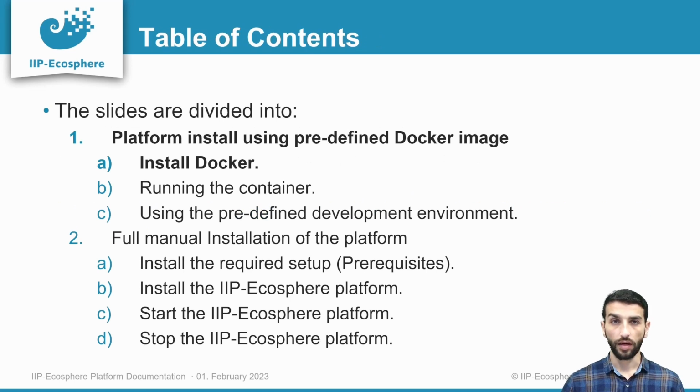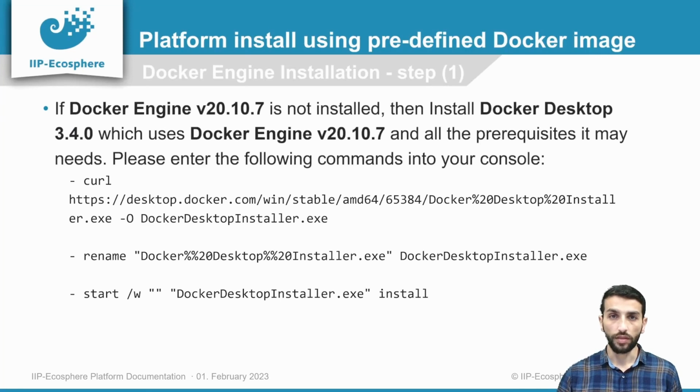Now, let's see how to install Docker. We prefer to use Docker Engine version 2010.7 since it's tested with the platform. You might use any other versions, but it's not tested. You might also use the package manager from Docker to install Docker Engine. So if Docker Engine is not installed on your machine, or if you would like to install the exact version, please execute the following three commands.